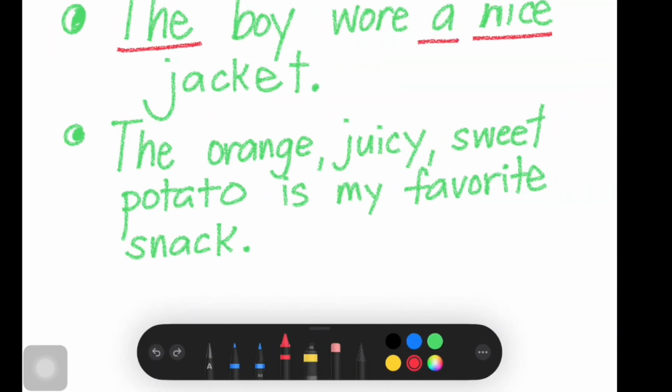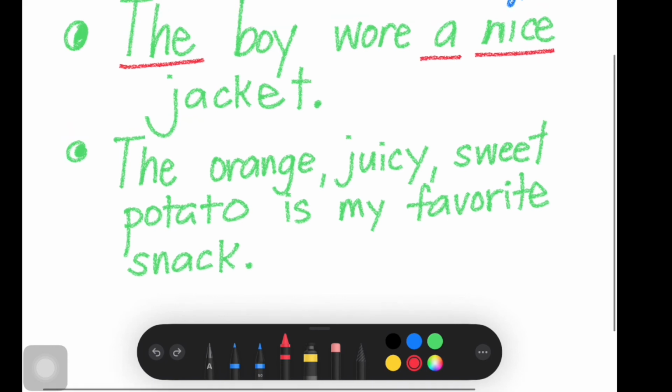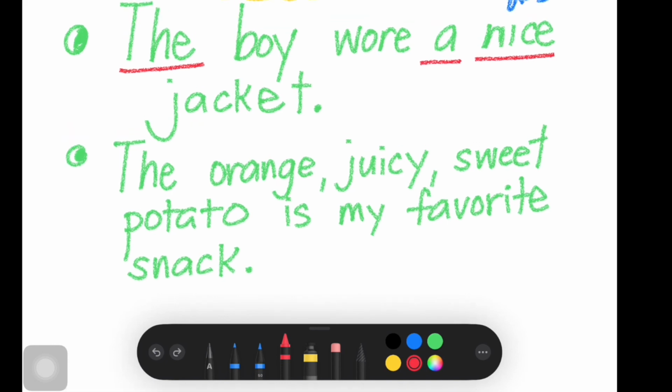Okay, in the second sentence, the orange, juicy, sweet potato is my favorite snack. Let's look for adjectives, okay? We have one article in the sentence. We have the, alright? And we have actually 5 more other adjectives, okay? The first one is orange. It tells you what kind. Juicy and sweet also tell you what kind. And favorite also tells you what kind of snack.